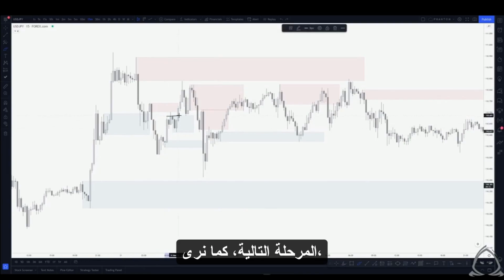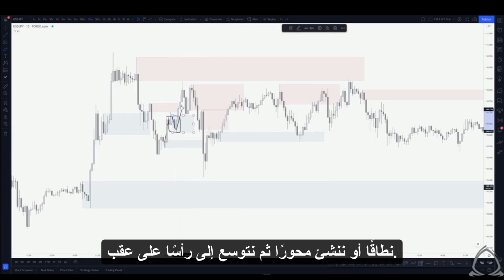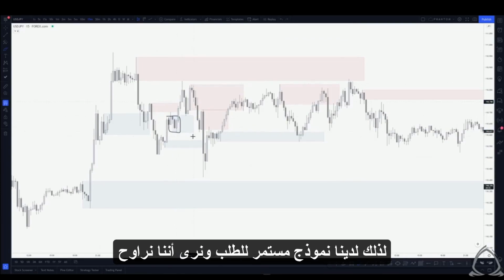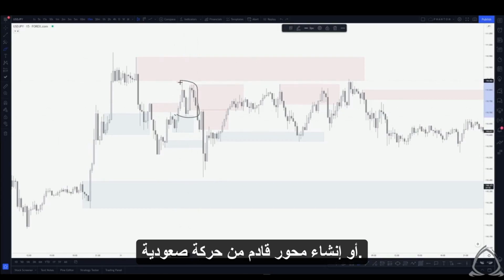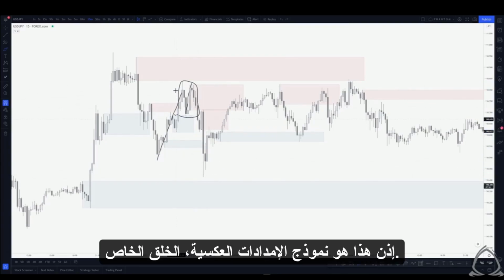The next one, as we can see, we create a sideways correction. We come from an up move and we range or create a pivot and expand to the upside. So we have a continuation model of demand. And we see that we range or create a pivot coming from an up move, and then we move back to the downside. So this is a reversal model supply zone creation.